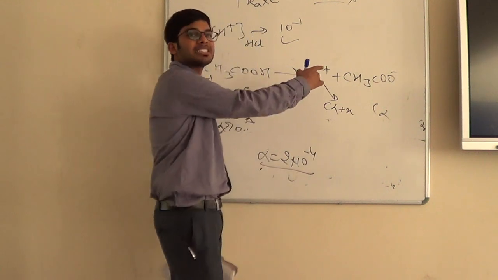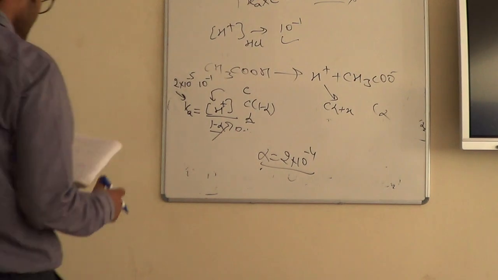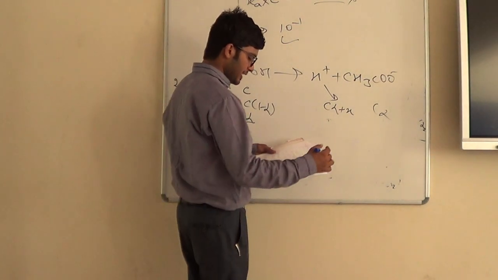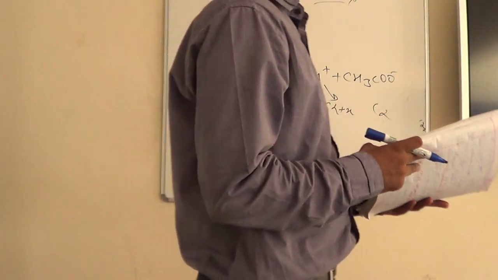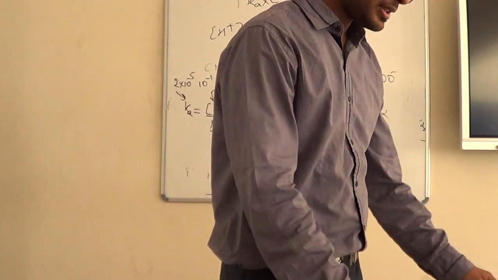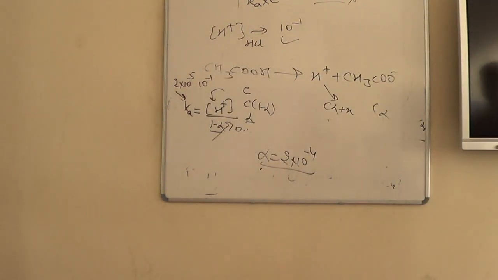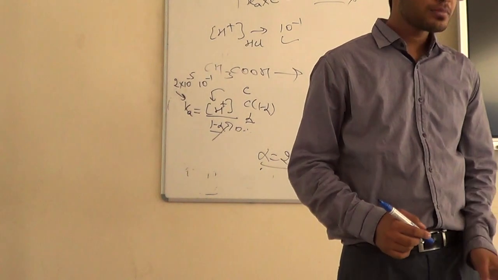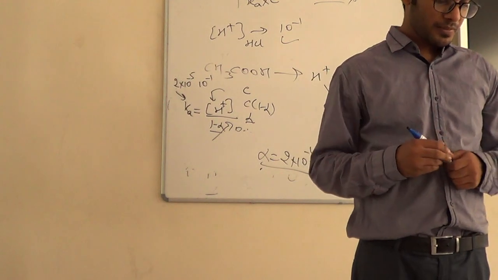Can you calculate H plus coming from CH3COOH? Here you are getting C alpha, which is 2 into 10 to the power minus 5. So H plus coming from CH3COOH is 2 into 10 to the power minus 6. That's Ka. Is that a coincidence? No, that's a coincidence. Next question.